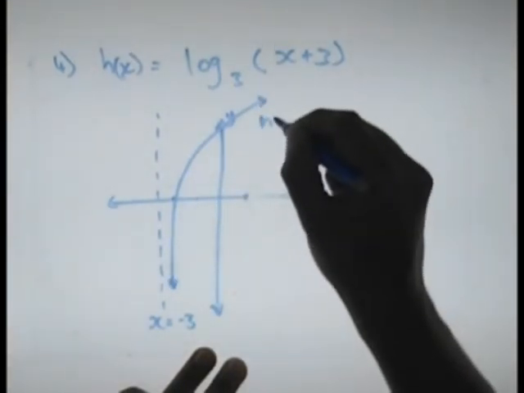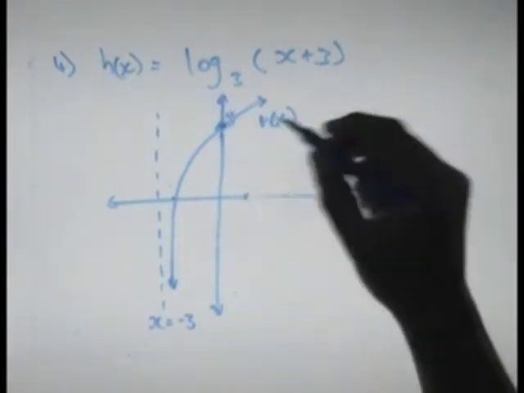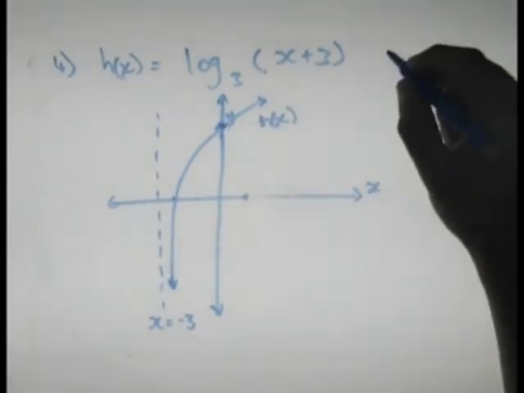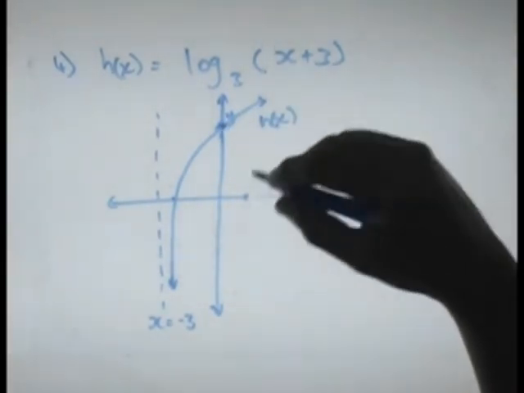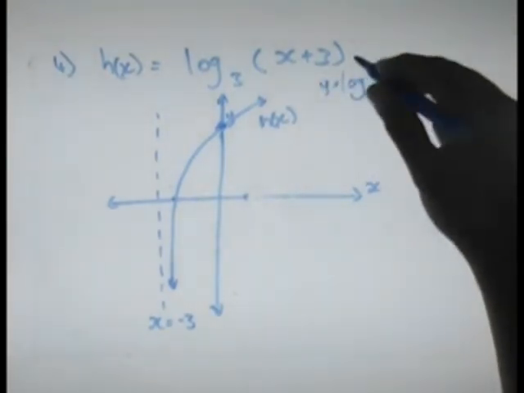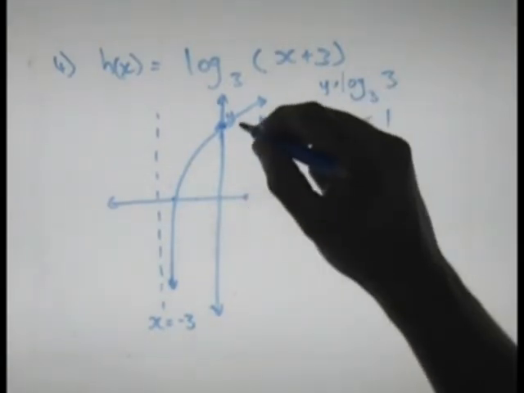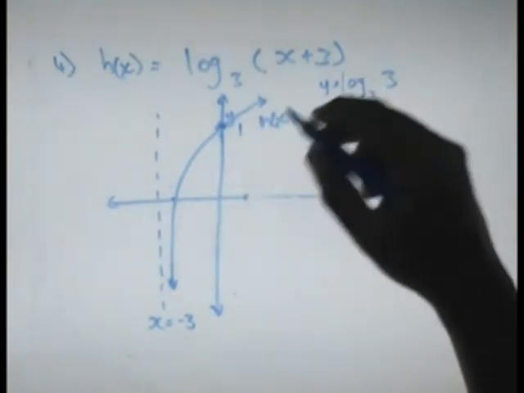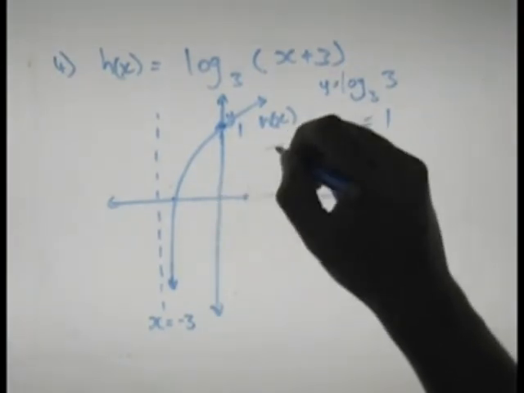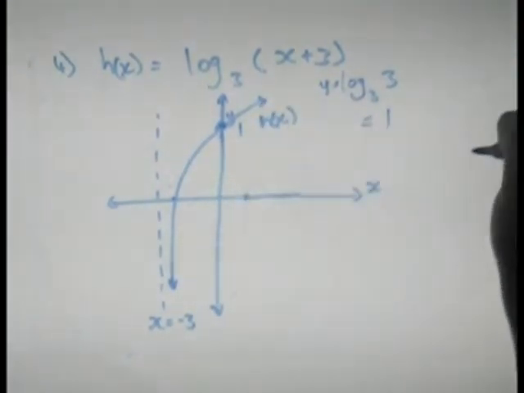And that's going to be the graph of h of x. That's my y-axis. If I want to calculate my y-intercept, we're going to say x is equal to 0. That means that y is equal to log base 3 of 3, which is equal to 1. So that will be a y value of 1. So my graph is a lot more curved that way. But I'm not going for accuracy here.